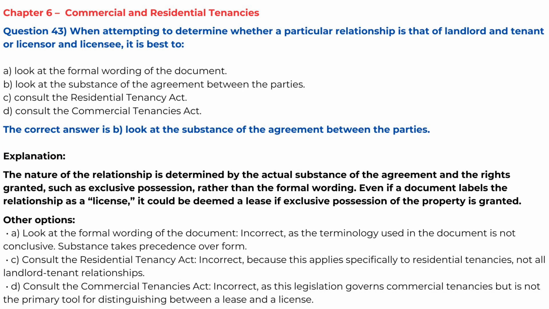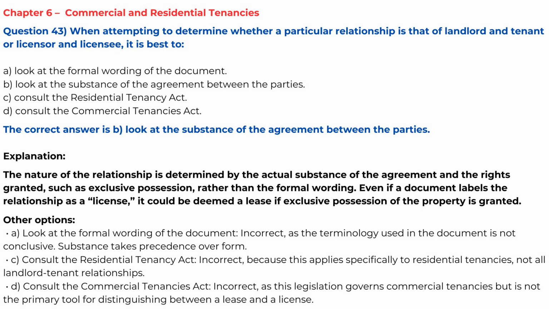Question 43. When attempting to determine whether a particular relationship is that of landlord and tenant or licensor and licensee, it is best to... The correct answer is B. Look at the substance of the agreement between the parties. Explanation. The nature of the relationship is determined by the actual substance of the agreement and the rights granted, such as exclusive possession rather than the formal wording.